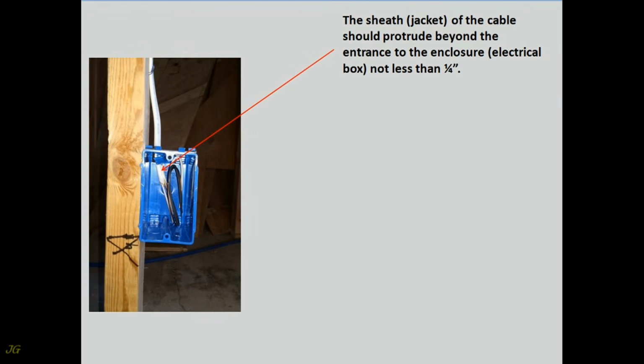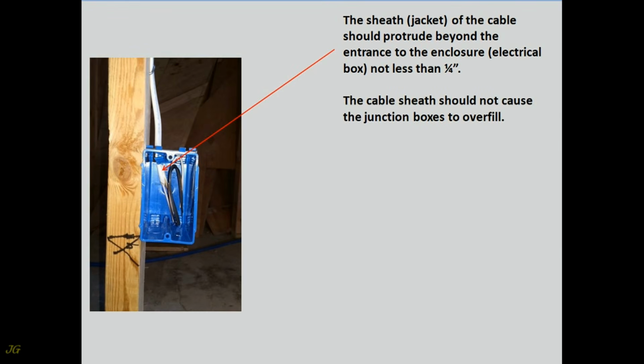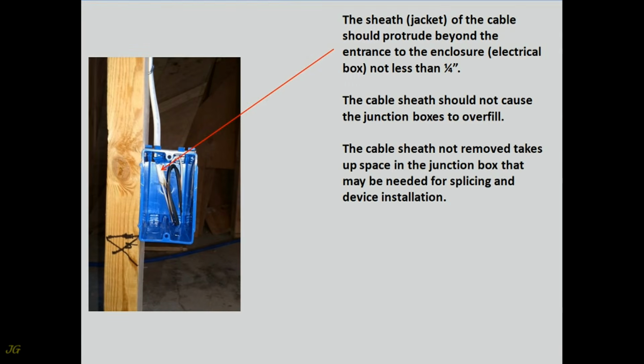The sheath, jacket, of the cable should protrude beyond the entrance to the enclosure, electrical box, not less than 1/4 inch. The cable sheath should not cause the junction boxes to overfill. The cable sheath not removed takes up space in the junction box that may be needed for splicing and device installation.